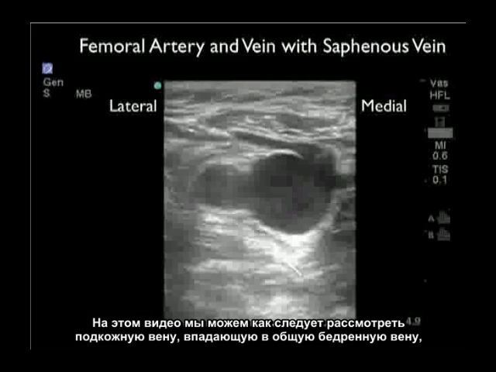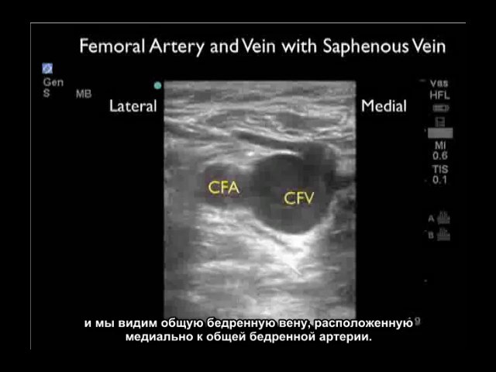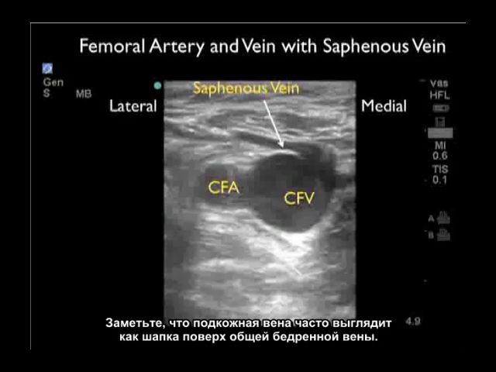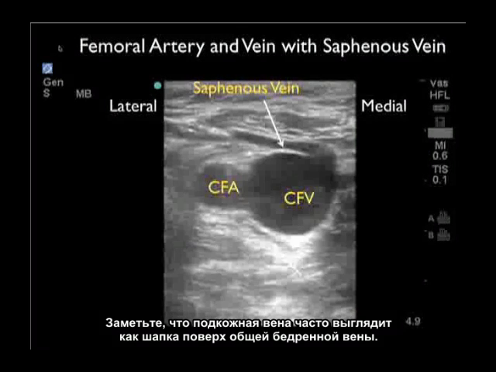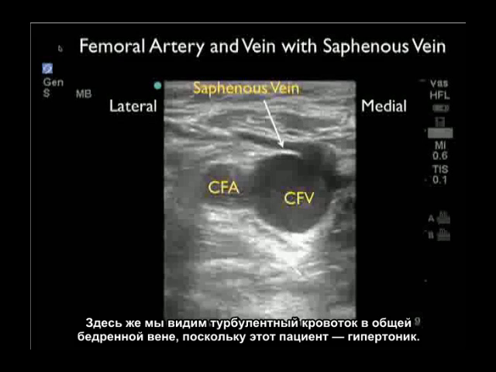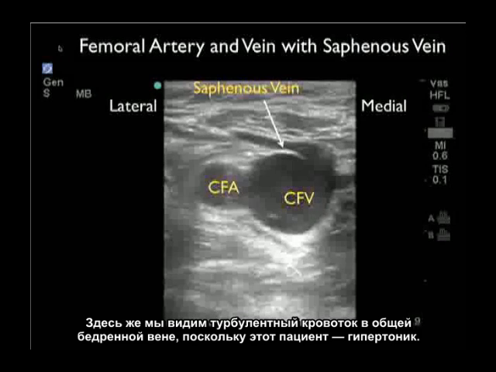In this video clip, we're able to get a good look at the saphenous vein joining into the common femoral vein, and we see the common femoral vein located medial to the common femoral artery. Note that the saphenous vein has the look often of a little hat on top of the common femoral vein. And we note here also the turbulent flow of blood within the common femoral vein, as this was taken in a hypotensive patient.